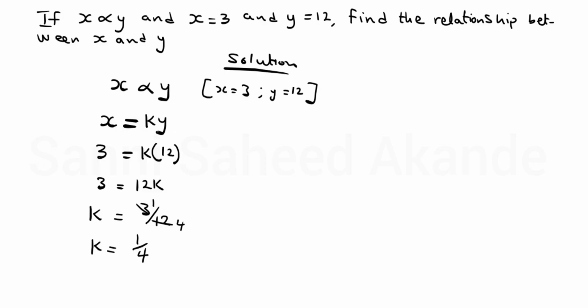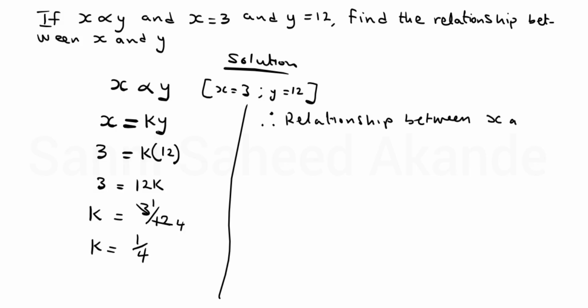So we now say, therefore, the relationship between x and y is x is equal to k y. k is 1 over 4, so x is equal to 1 over 4 y. Understood? So this is the relationship between them. All right, so let's move on.